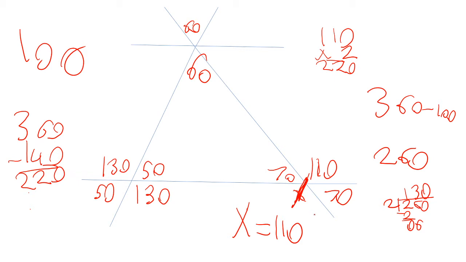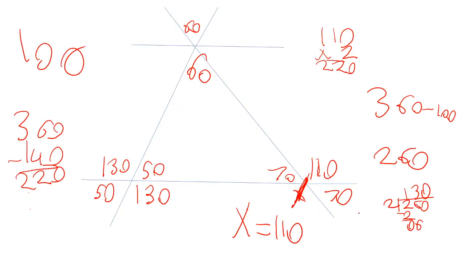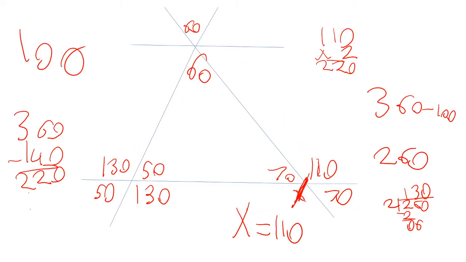Alright, so let's just take a look at this triangle right here. Let's actually redraw a triangle over here. We have a 60, 50, and 70 triangle. On the top we had a 60, a 50, and a 70. But how do we get to the 70?